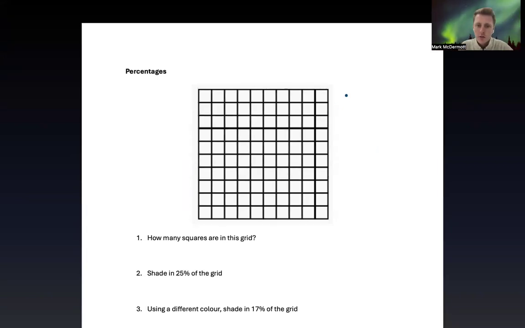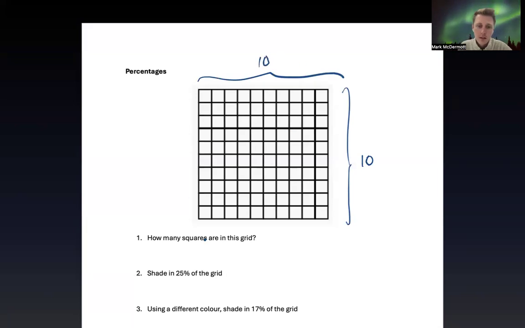Okay, how many squares are in this grid? There's a nice, hopefully straightforward question. If you count these up, you'll see that there's 10 this way, and there is 10 this way. Rather than counting them, hopefully we agree we can just do 10 multiplied by 10. It's a 10 by 10 grid, which must mean that there are 100 squares.